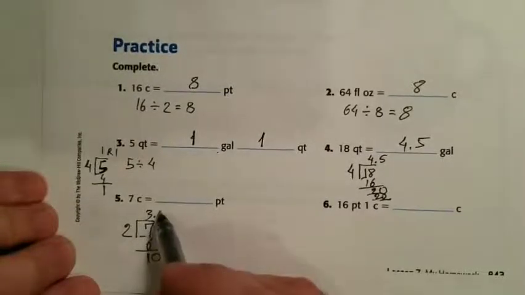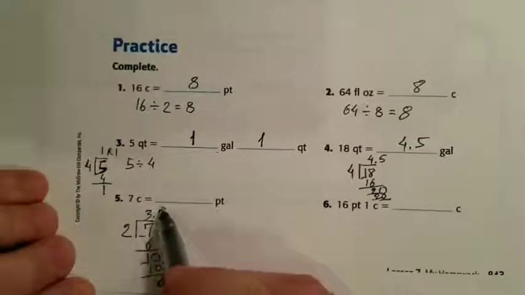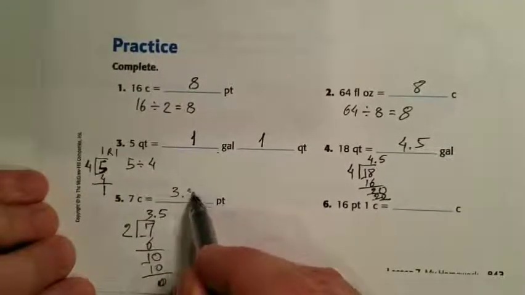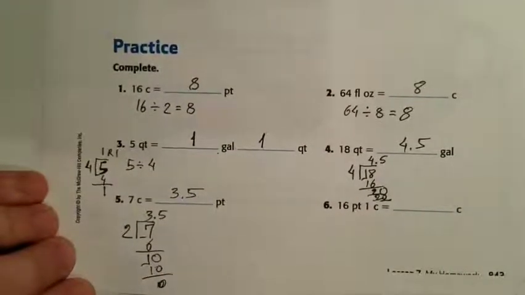2 goes into 10 5 times, right? 5 times 2 is 10, and there's no more remainder. Now we're done. So that's the answer, 3.5. Got it?